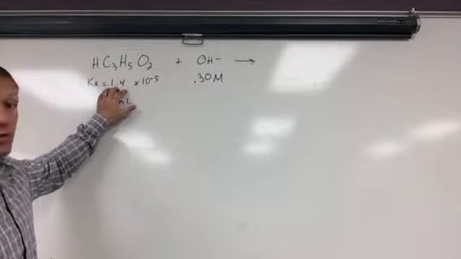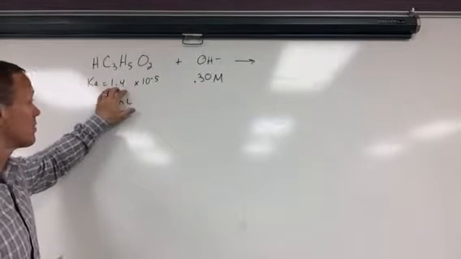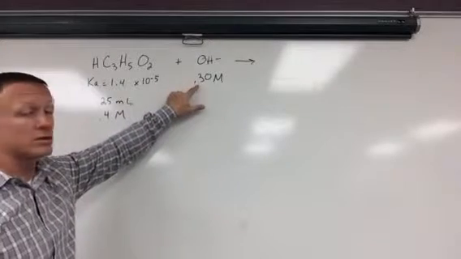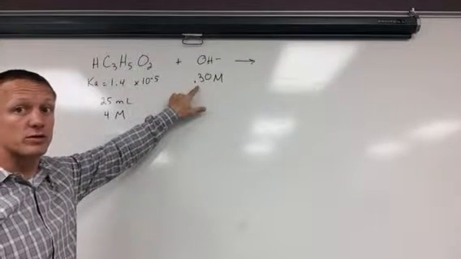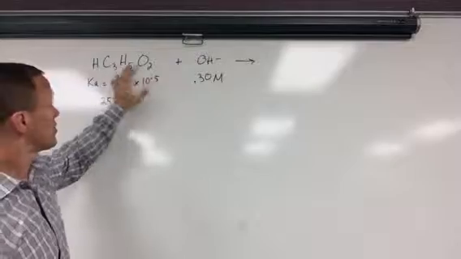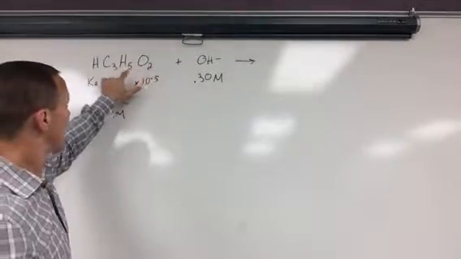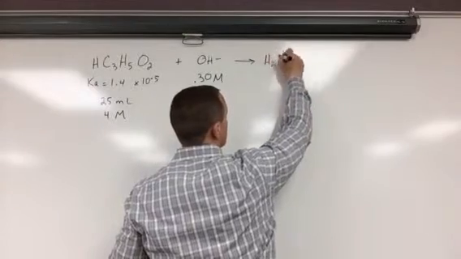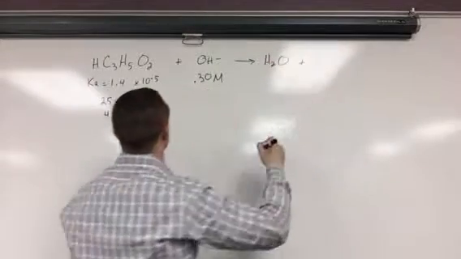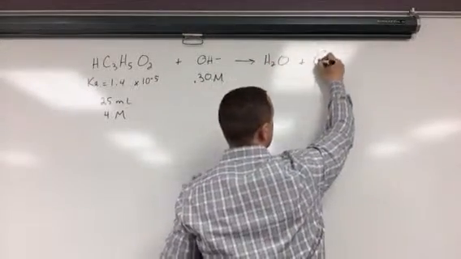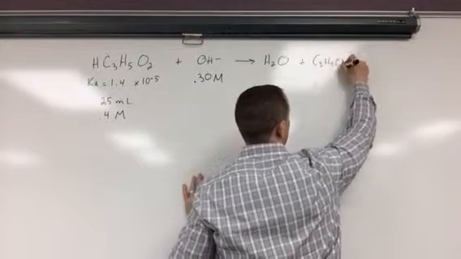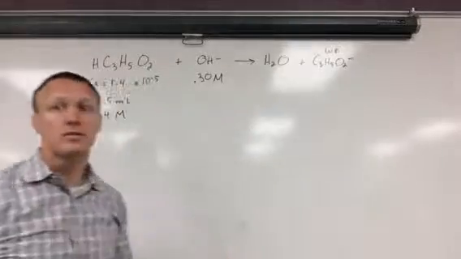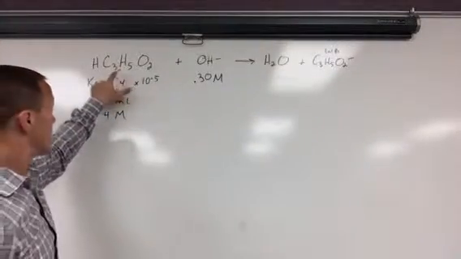It gives you the Ka value for our weak acid: 25 milliliters, 0.4 molar. Going to titrate it with a 0.3 molar solution. So let's finish out the equation here. Obviously the acid is going to give up its H, so we're going to get H2O plus C3H5O2 negative. So remember, that is a weak base, and it is the conjugate base of this weak acid.